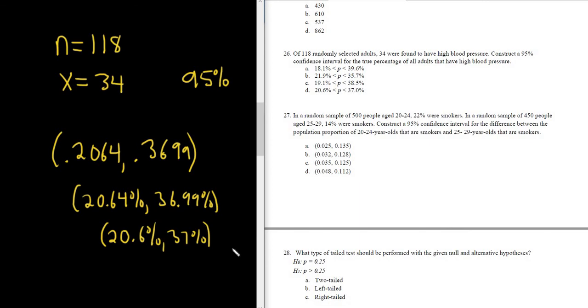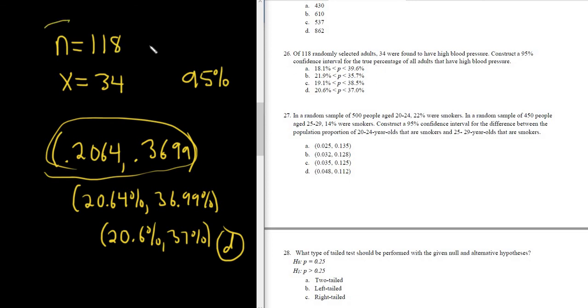So let's see if that's one of the choices. It is. It's choice D. So the answer is D. But you can pretty much just look at this and tell that that is the one, so D. Again, whenever you have a confidence interval for a proportion or a percentage, you just identify these two things. N is the total number, x is the number of successes, and then you just go to StatCrunch.